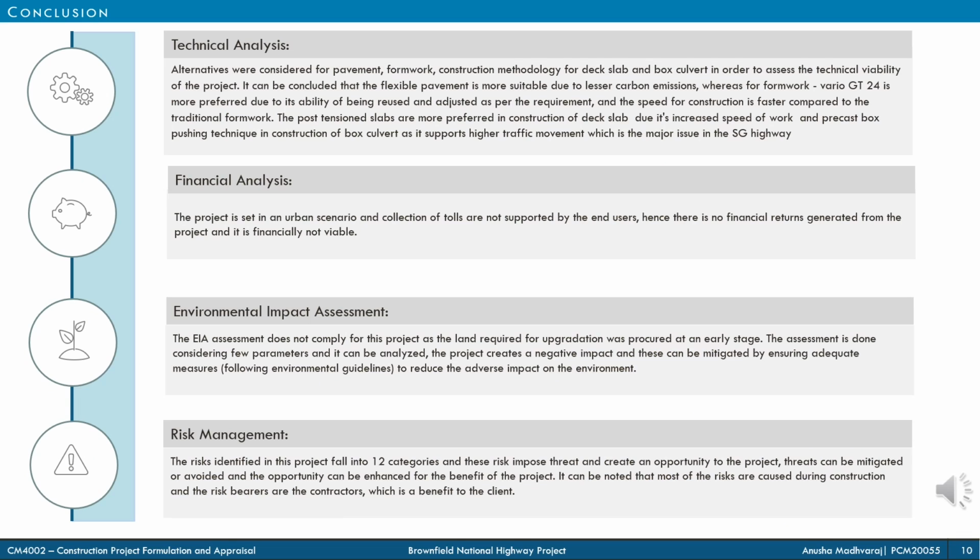Conclusions drawn from the deliverables are summarized here. First is the technical analysis. Various alternatives were considered to assess the technical viability of the project, and accordingly conclusions were made based on the comparative studies done. It is understood that flexible pavement is more suitable due to lesser carbon emissions, whereas for formwork, GT24 is more preferred. The post-tension slabs are more preferred in construction of deck slab due to its increased speed of work, and the precast box pushing technique is preferred in construction of box culvert as it supports higher traffic movement, which is a major issue in the STIV.